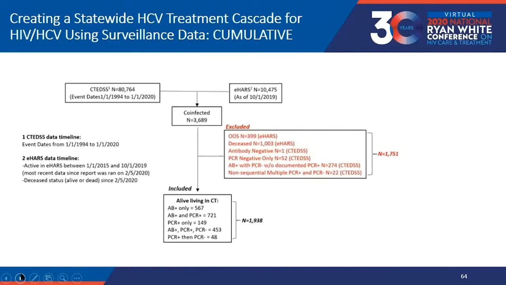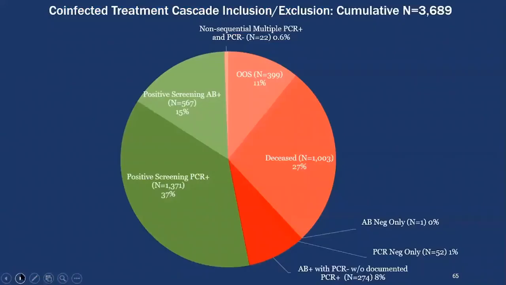Next slide. So here in the pie graph, if you look at those original 3,689 cases, which we already said that a lot of those people have deceased, out of state, in the red, people, for example, who are antibody positive but are PCR negative, who either spontaneously cleared or have been treated elsewhere in an older era, that leaves us with the green side. So people who have screened positive with a PCR positive, 1,371 cases, and then positive screening with an antibody positive, but we may not know their PCR status, and that's 567 cases. So focus on the green folks.